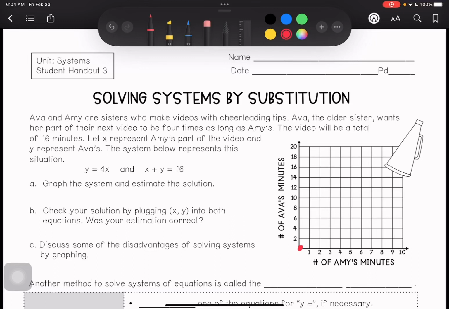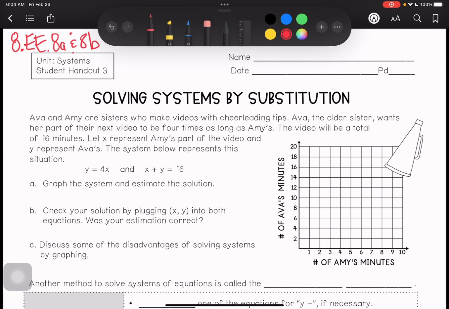So today we're doing standard 8.EE, which is equations and expressions, 8A and 8B. Okay, solving equations by substitution.